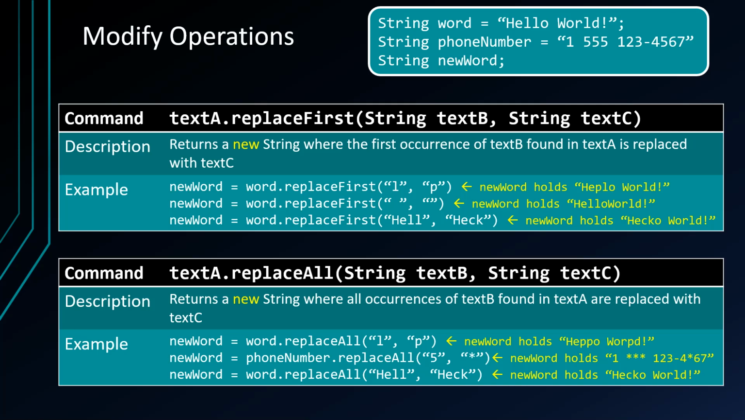Replace all does the same idea, except it doesn't just replace the first one. It replaces every single one of them. Now, depending on what your goal is, you may or may not want that. So looking at this, it says replace all L's with P's. So hello world becomes heppo werpid. All the L's were replaced with P's. Down below here, I'm saying replace all the 5s with asterisks. So our phone number, which was 1-555-123-4567, we got 1, ***, 1, 2, 3, 4, star, 6, 7.